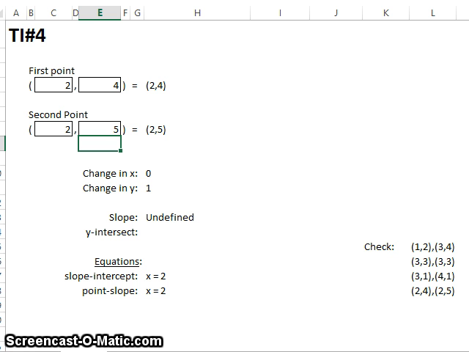And so I just had it input for the point-slope form and for the slope-intercept form, x equals 2. And yeah, so that's pretty much my spreadsheet. It'll pretty much take in any 2 points you can give it and come up with the equations for the corresponding line between those 2 points.